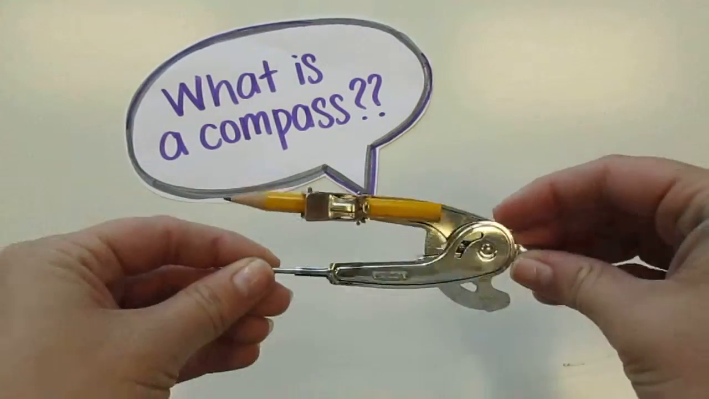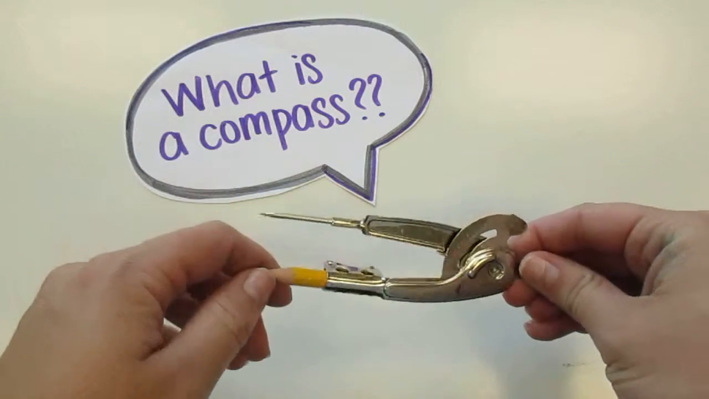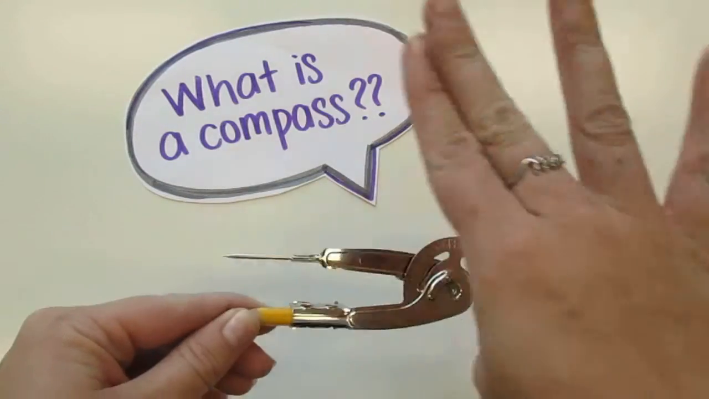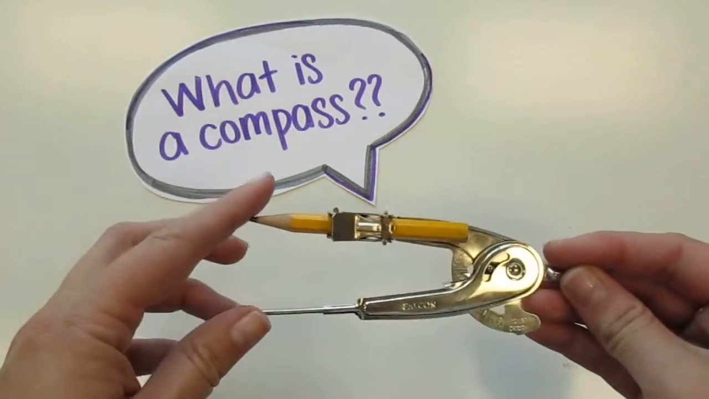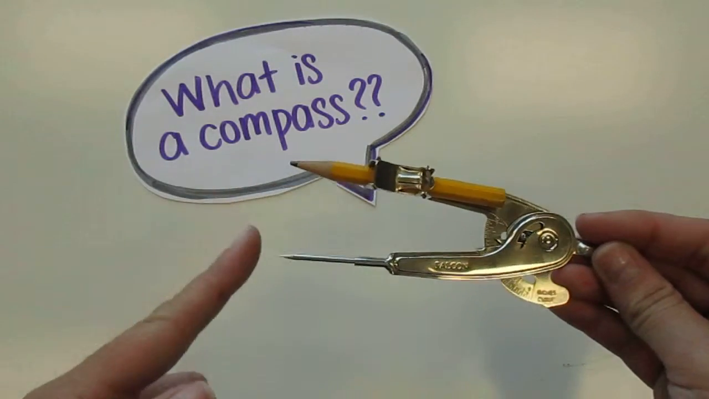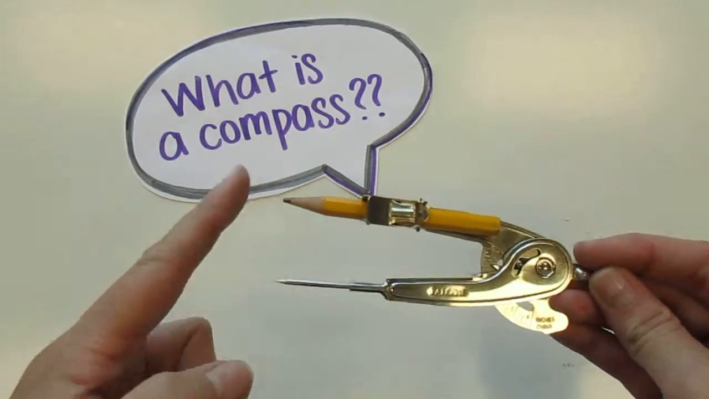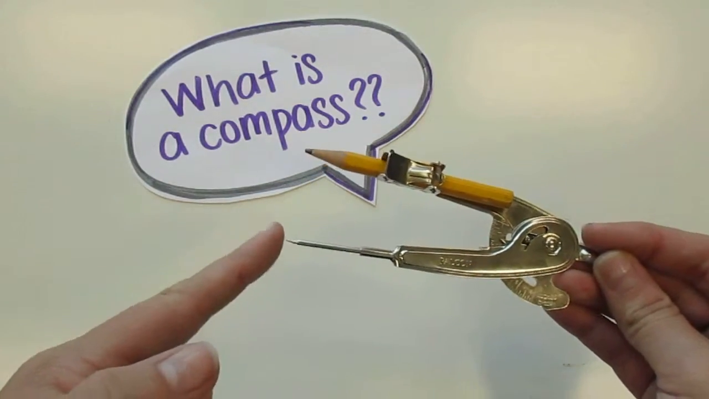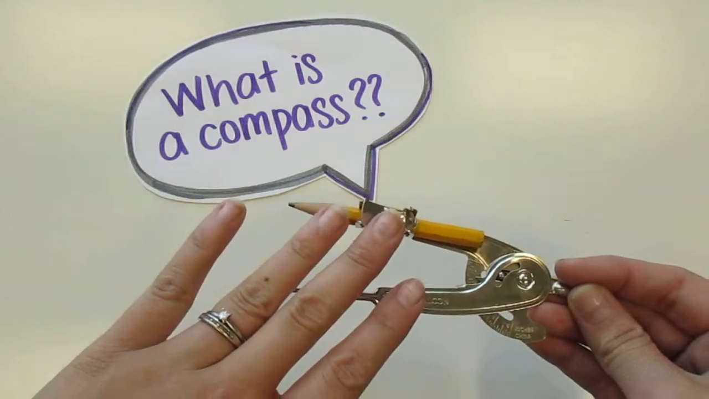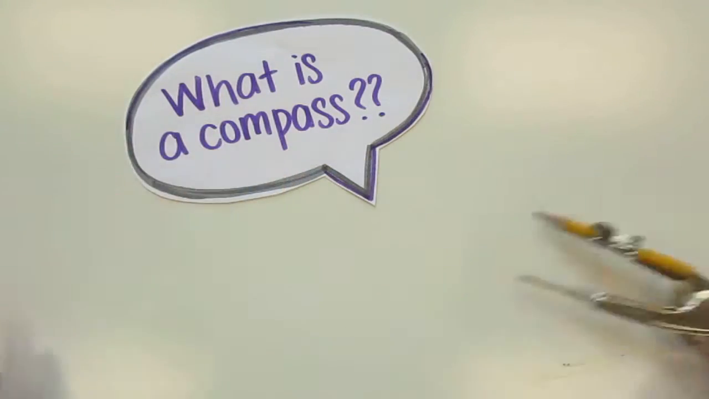This is your compass. Do not get confused with a protractor. A protractor is one of those half-circle plastic things that you may receive. This is your compass. A compass has a pencil point and it has a compass point. That's the terms. When I say compass point, I mean this point. And it's a sharp point, so be careful. This is not a toy.